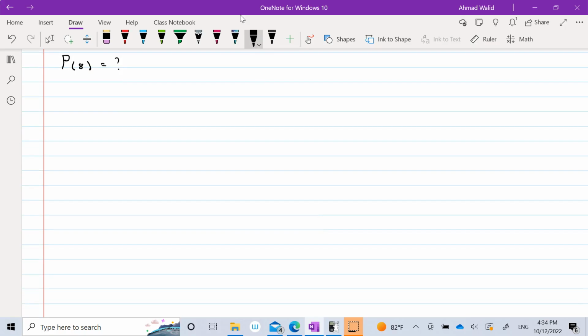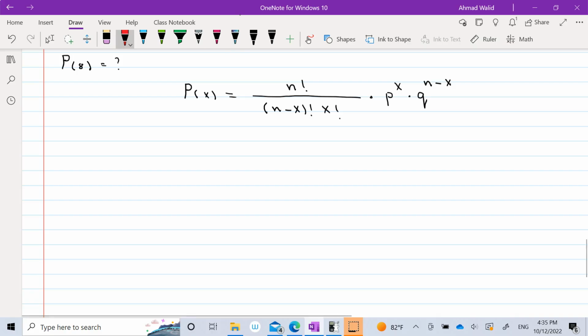The formula for binomial probabilities is P of X equals n factorial over n minus x factorial times x factorial times p to the power of x times q to the power of n minus x. It looks like a really long formula. If you want to use it, you can use it, but look here.